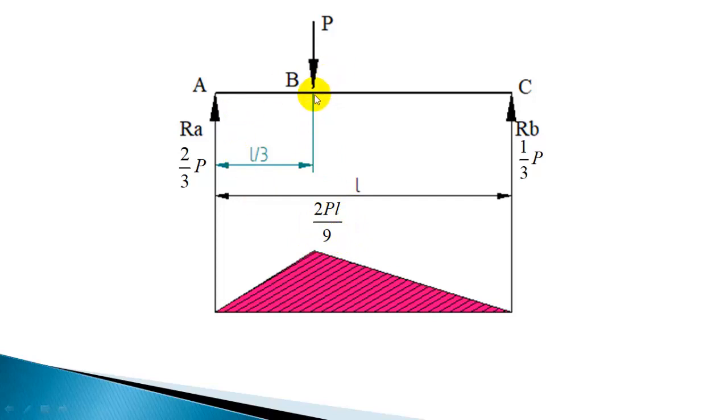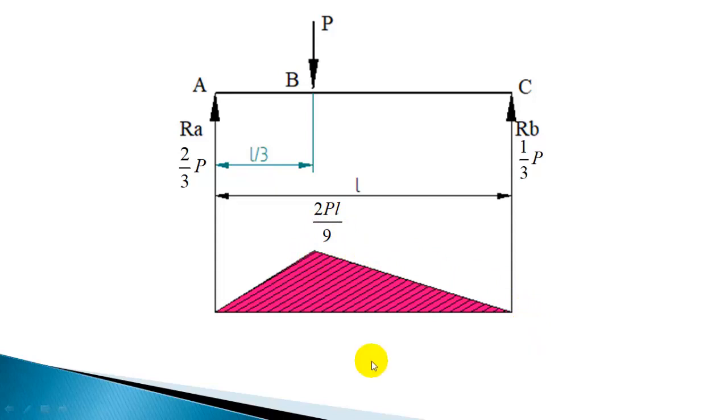You can find out the bending moment at P. The maximum bending moment will be here at B, at the point of application of this load. The maximum bending moment is 2 by 3 P into L by 3, or 2 PL by 9. That is the maximum bending moment acting on this beam.